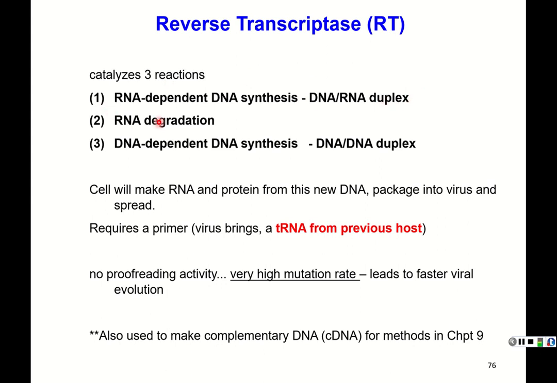It then catalyzes RNA degradation. So from your RNA-DNA duplex, you degrade the RNA and you're left with only DNA. And then it also can catalyze DNA-dependent DNA synthesis, much like a DNA polymerase would. So the DNA that it's left with from that initial synthesis, it can synthesize the complement strand to that. So it can make double-stranded DNA from a single strand of RNA.